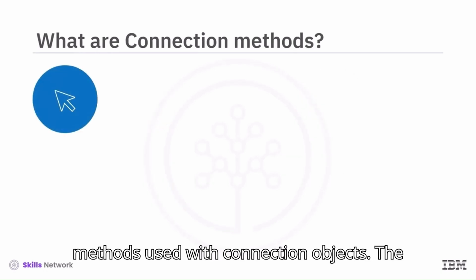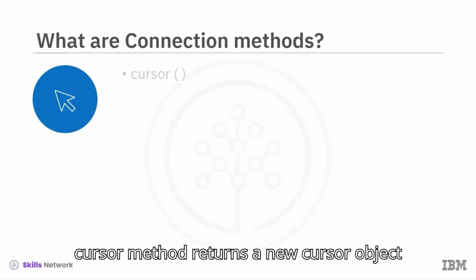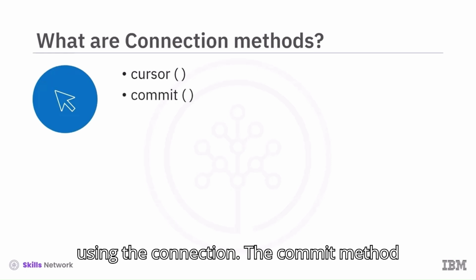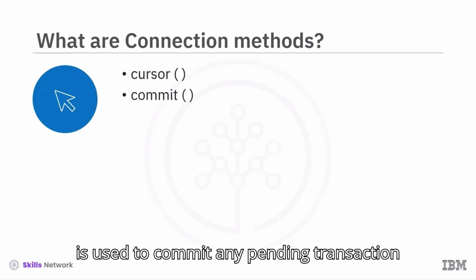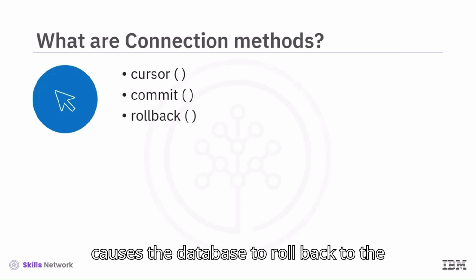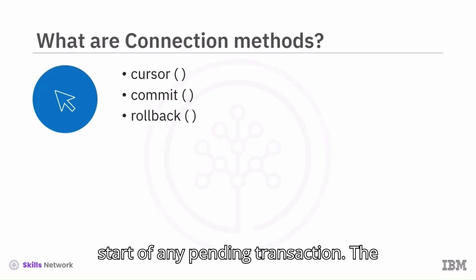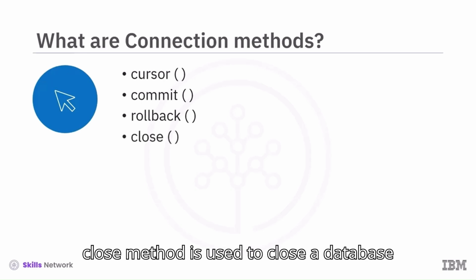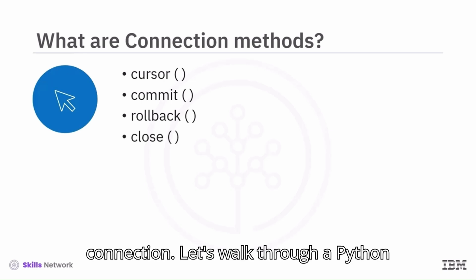Here are the methods used with connection objects. The cursor method returns a new cursor object using the connection. The commit method is used to commit any pending transaction to the database. The rollback method causes the database to roll back to the start of any pending transaction. The close method is used to close a database connection.